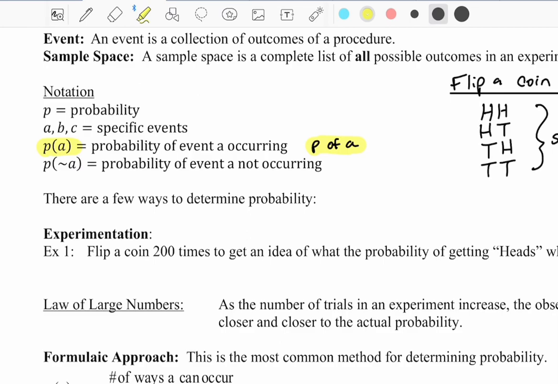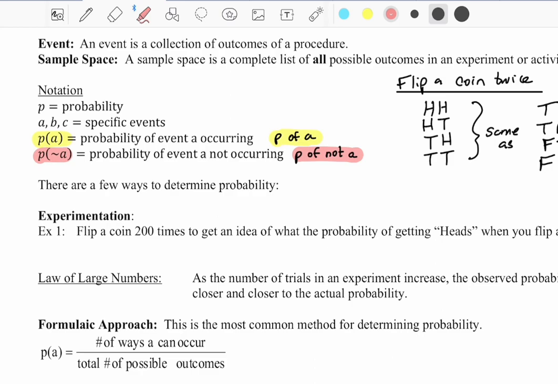The next one would be P of not A. So that not symbol is still going to be here for a while. P of not A.